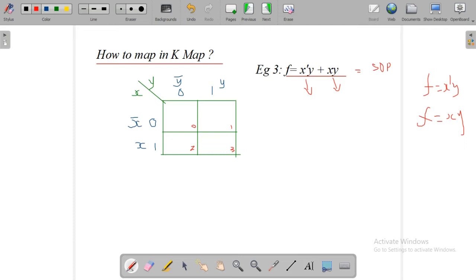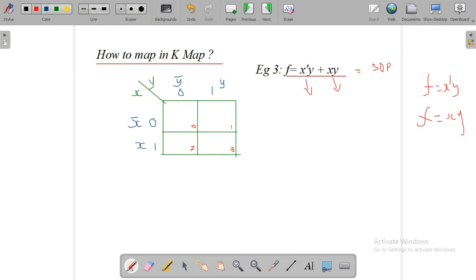First, you can identify whether it is a collection of min terms or max terms. Here x dash y means it is a product of literals, and xy means x into y, that is also a product. The product of literals means min terms, and here we have a sum of min terms. Sum of min terms means sum of products, that is our SOP. So now we know the given expression is an SOP expression.